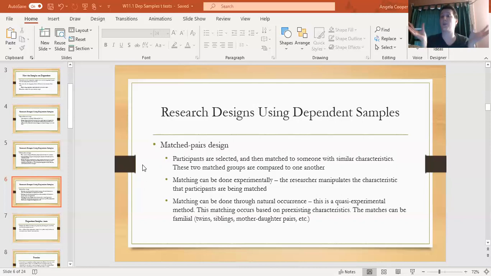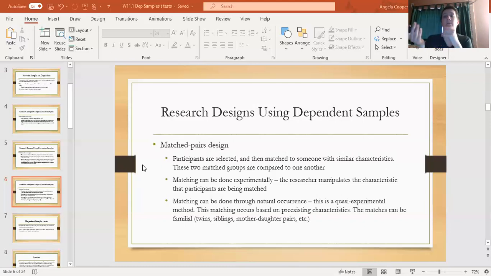So maybe that can be complete strangers, just two similarly aged, similar ethnicity people, and you're seeing how their scores on something are changing. Maybe neuroticism over time, maybe stress, maybe adaptability, whatever your test is looking at. But you're matching these people in your study to other people that are similar. Now, again, this could be just complete strangers of the same age or ethnicity or gender or whatever, or it can be family relations. So that can also use a matched pairs design.